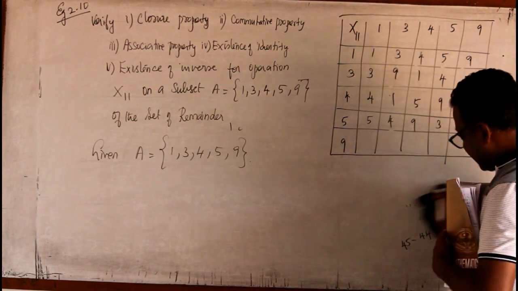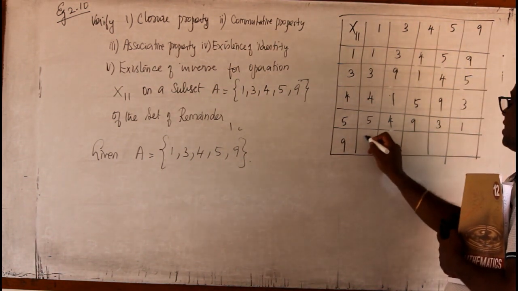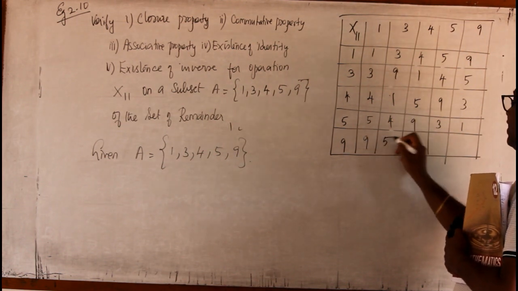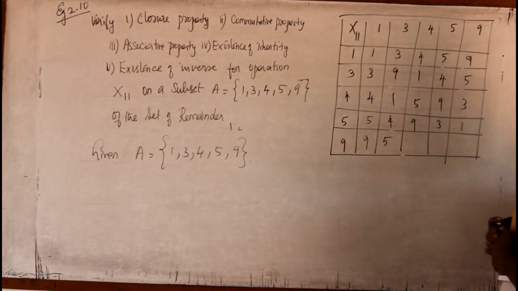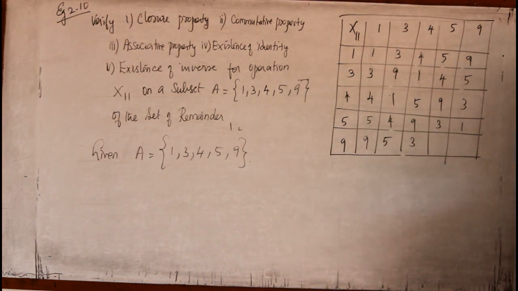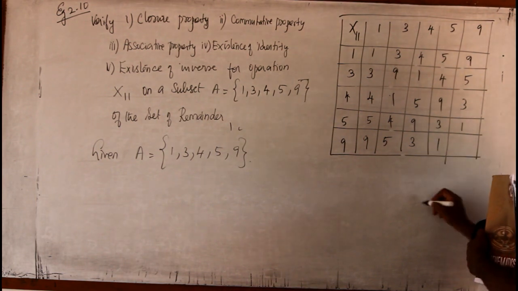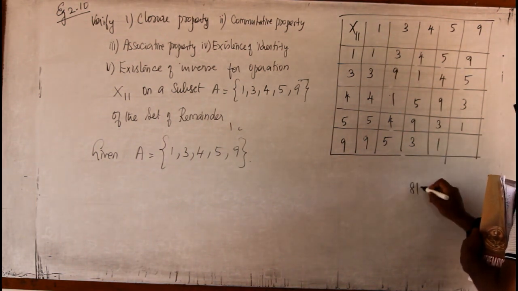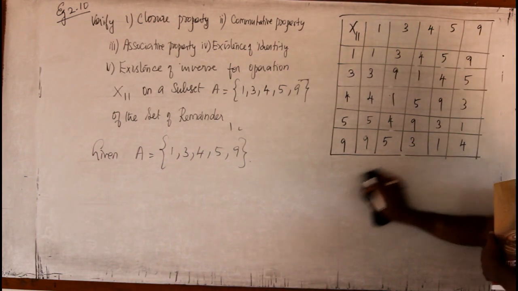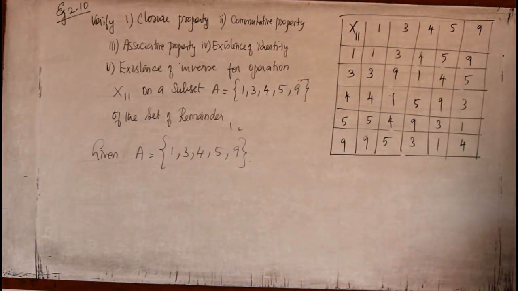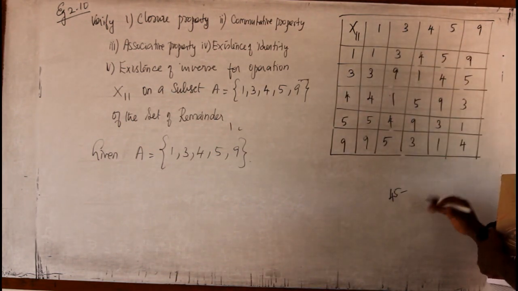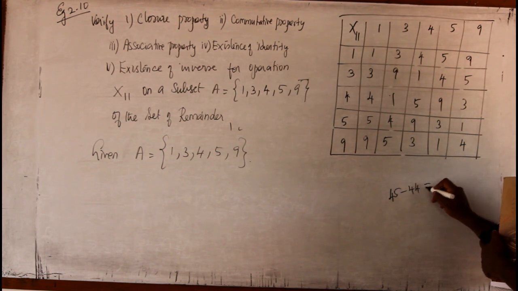Now can you write straightaway? 9 ones are 9, 9 threes are 27, 22 is removed, 5. 9 fours are 36, 33 is removed, 3. 9 fives are 45, 44 is removed, 1. 9 nines are 81, 77 can be removed, so the remainder is 4. That's all. Hope you will be understanding very well. Once again I repeat, 5 nines are 45, remove the number of 11s, 44 can be removed, so it is 1.